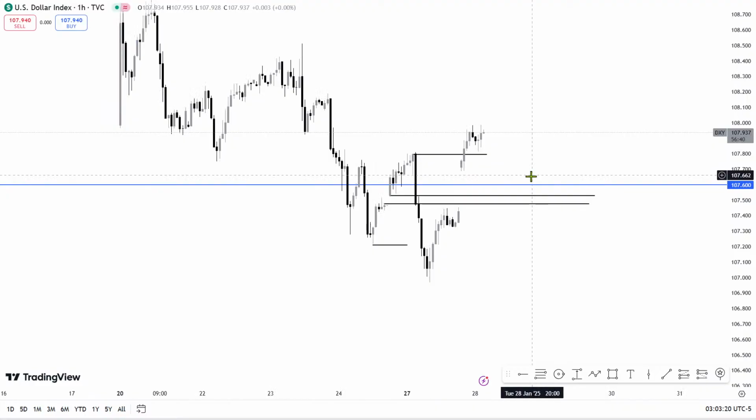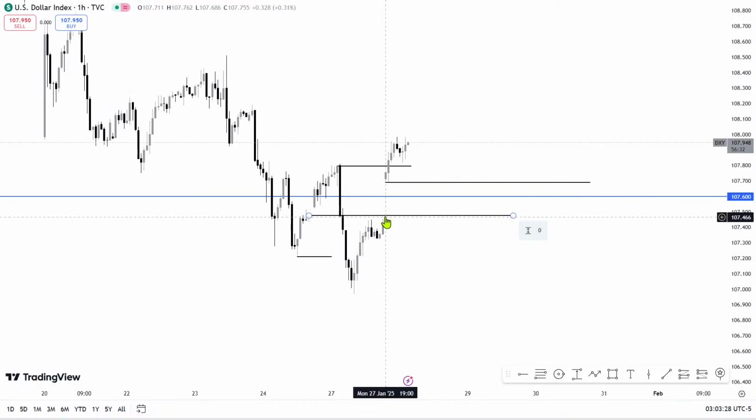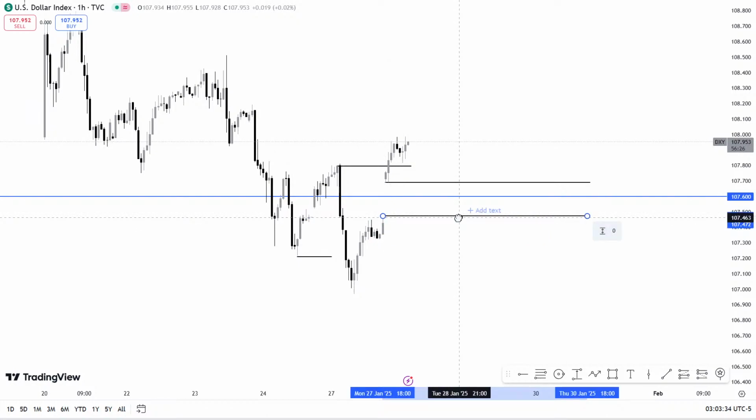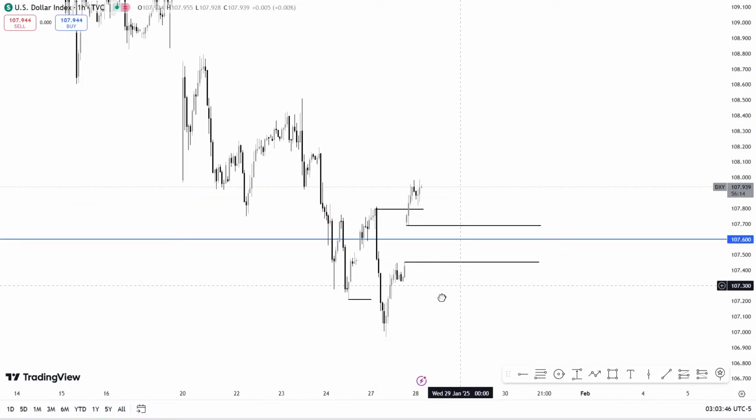All right, right at that point we're seeing that there is a gap. This gap here is a new day opening gap, and we would like to see price action trade into that gap, possibly even 50% of that gap as consequent encroachment. I'd like to see the dollar trade into the drawn liquidity higher.